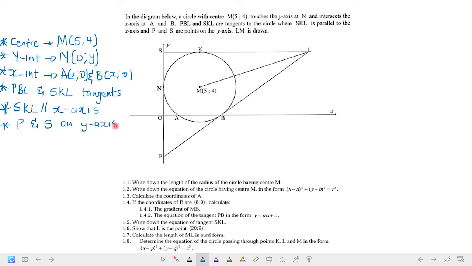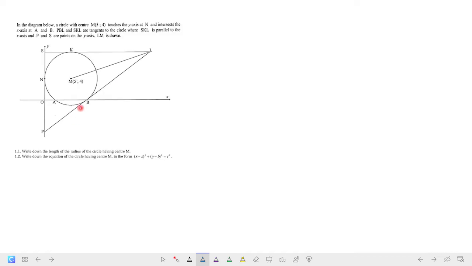Alright, now that we have written everything down, it is time we go to the first question and answer that question. Now the first question, 1.1, says write down the length of the radius of the circle having center M. Now here, what do we want to calculate? We want to calculate the length of the radius. So let's look into this diagram. Which lines or which coordinates give us a length of a radius? We can see that NM can give us a radius, and MK can also give us, MB can also give us, and MA can also give us a radius.